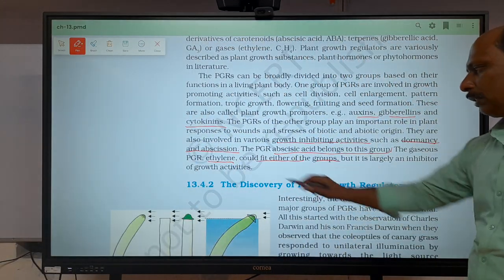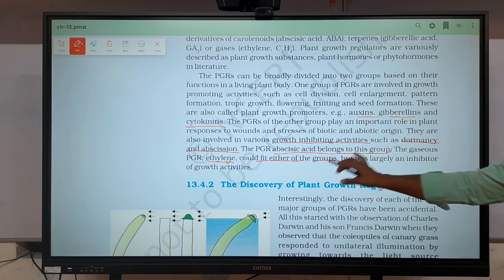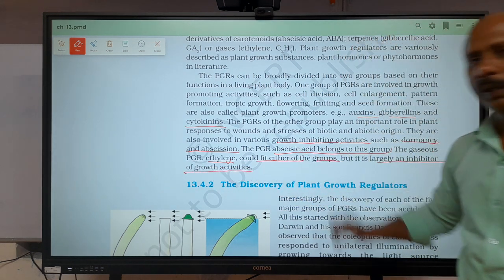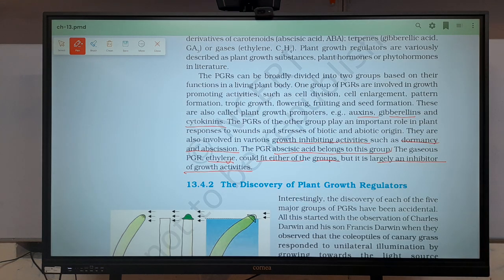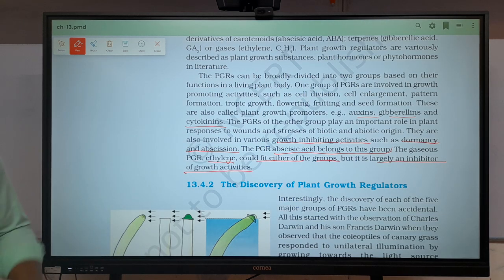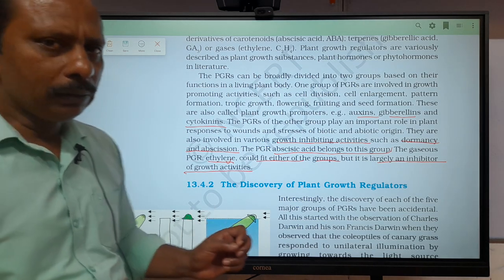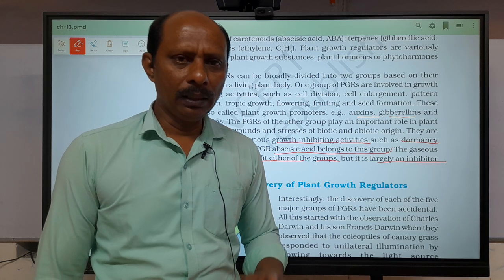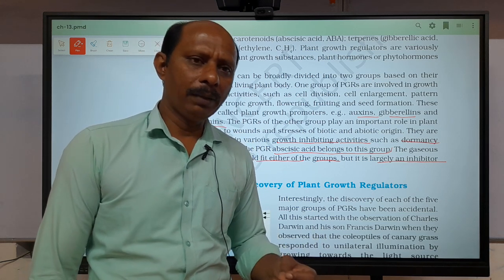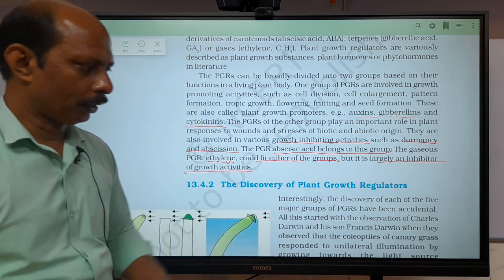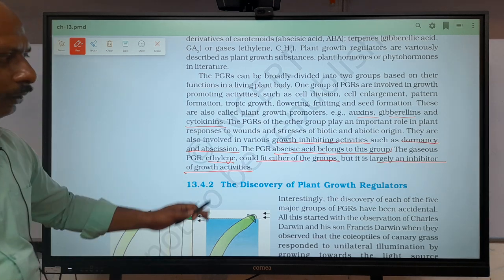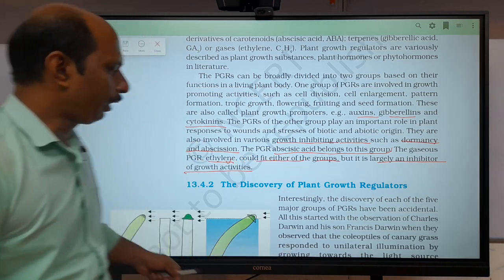But one thing is there, ethylene could fit either group, but largely it is an inhibitor of growth activities. So when we have only two groups, auxin, cytokinin and gibberellic acids belong to growth regulators, and abscisic acid and ethylene belong to growth inhibitors. But in the case of ethylene, what happens? It can be related with growth regulators also, but most of its functions are inhibitory. Okay.